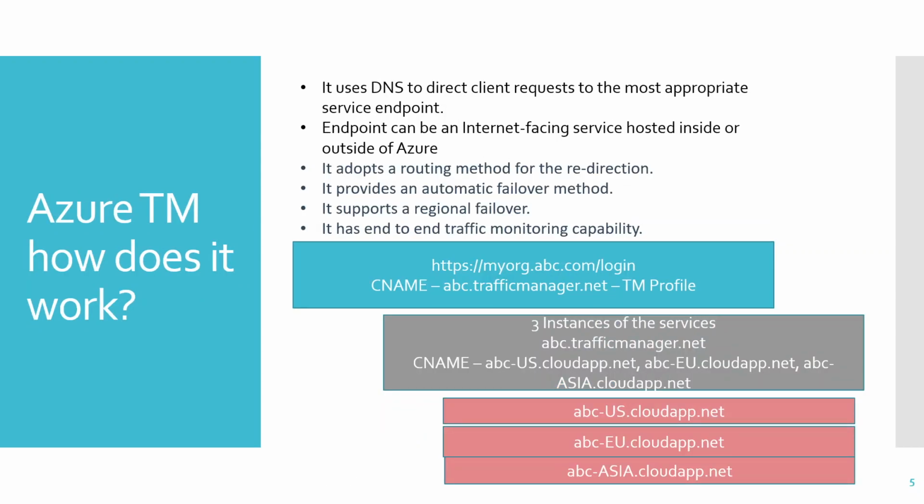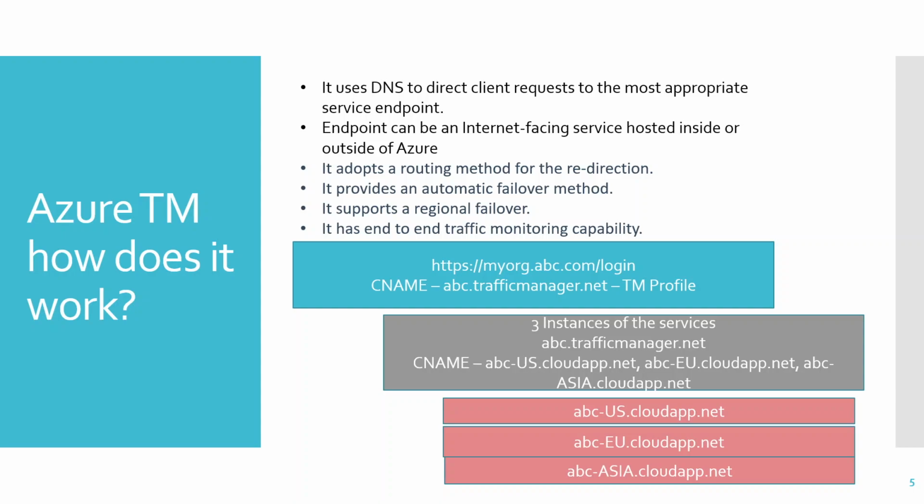Now, in continuation, how does it work? It uses DNS to direct client requests to the most appropriate service endpoint. An endpoint can be an internet-facing service hosted inside Azure or outside Azure. It adopts a routing method for redirection. It has different routing techniques or mechanisms to redirect the client request. It provides an automatic failover method. It supports regional failover across geographies to different data centers. It has end-to-end traffic monitoring capability for the request navigations.